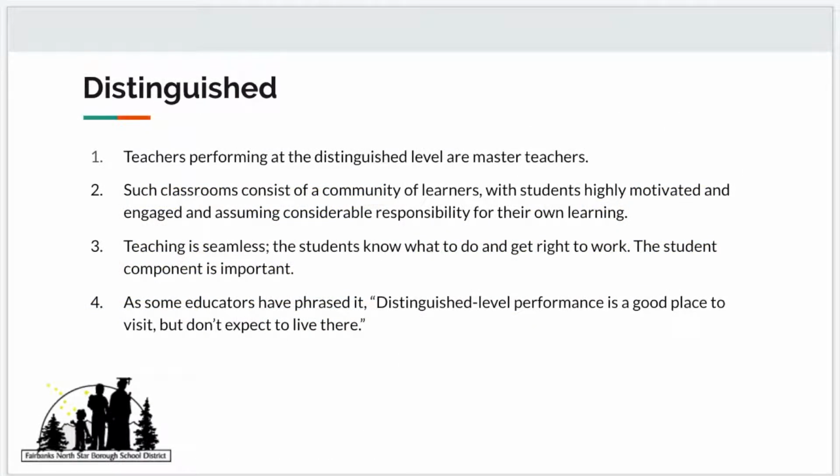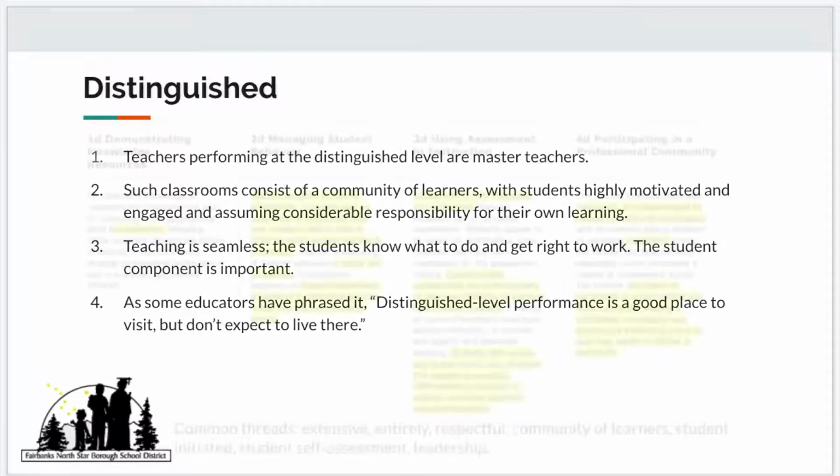Teachers performing at the distinguished level are master teachers and make a contribution to the field both in and outside their school. Their classrooms operate at a qualitatively different level from those of other teachers. Such classrooms consist of a community of learners with students highly motivated and engaged and assuming considerable responsibility for their own learning. A classroom functioning at the distinguished level seems to be running itself. It's seamless. The students know what to do and get right to work. As some educators have phrased it, distinguished level performance is a good place to visit, but don't expect to live there. Few teachers in the district should be assigned an overall rating of distinguished.